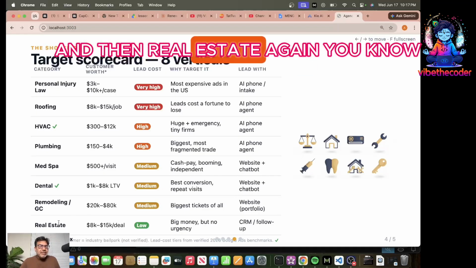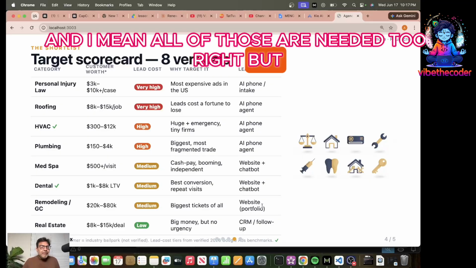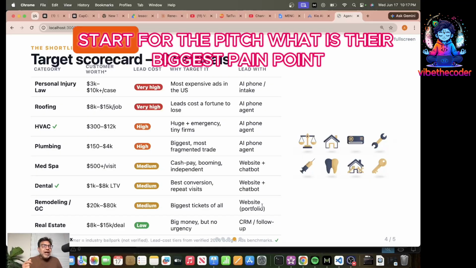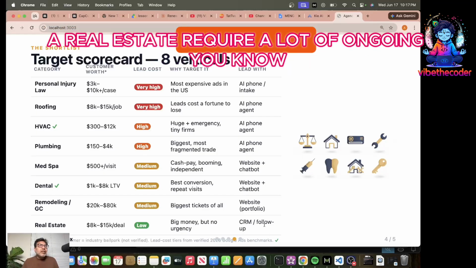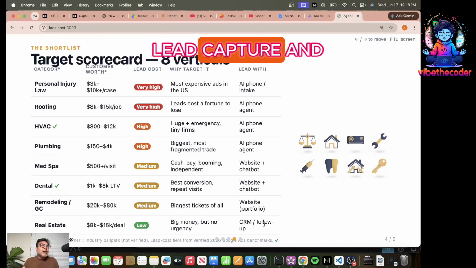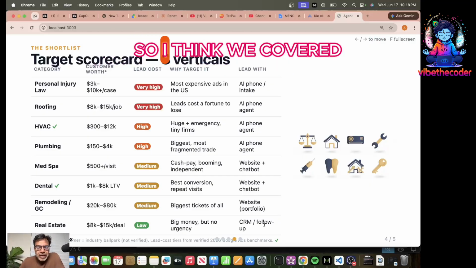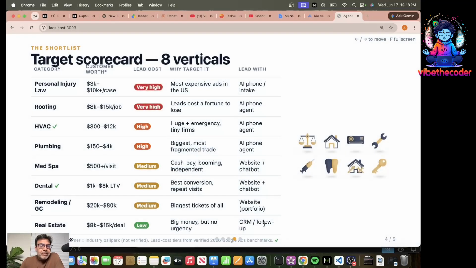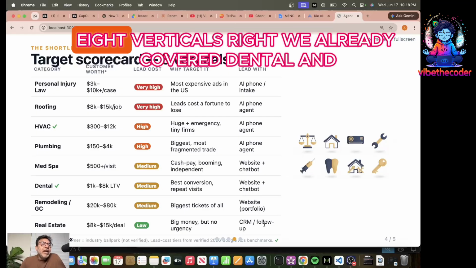And then real estate, again, neither website nor AI phone agent. I mean, all of those are needed too. But when you start with a pitch, what is their biggest pain point? How do you really convert them? It could be through a CRM follow-up, because real estate requires a lot of ongoing lead capture and following up with them. So I think we covered all these in detail, and that's what could be your 8 verticals.